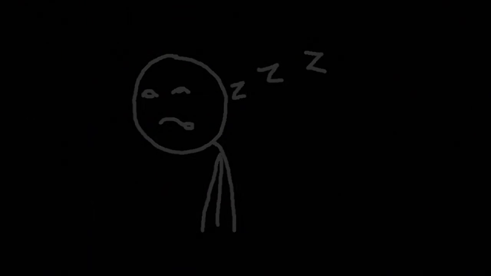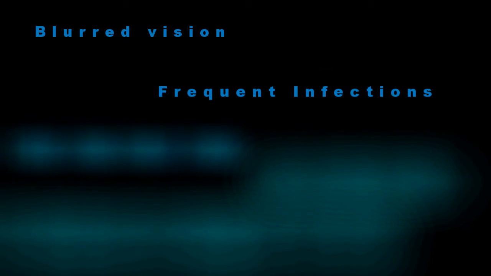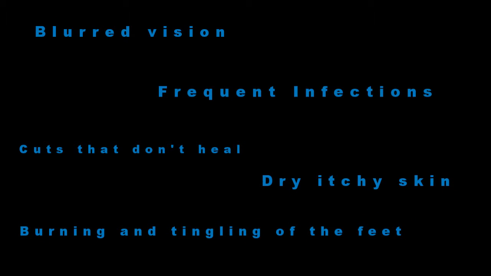Other symptoms include blurred vision, frequent infections, cuts that don't heal, dry, itchy skin, or burning and tingling of the feet. Now, some of you with type 2 diabetes may have a few of these symptoms. Some of you may have all of these symptoms. And some of you may have none of these symptoms. But the important thing to remember with type 2 diabetes is that when your body has too much sugar in the blood, it does damage to your blood vessels.